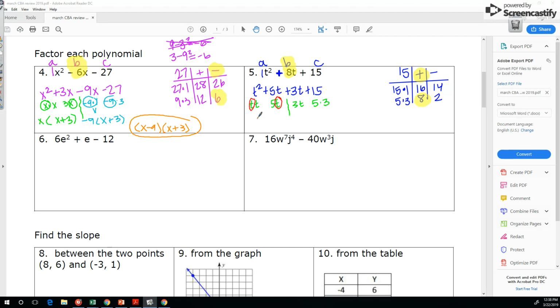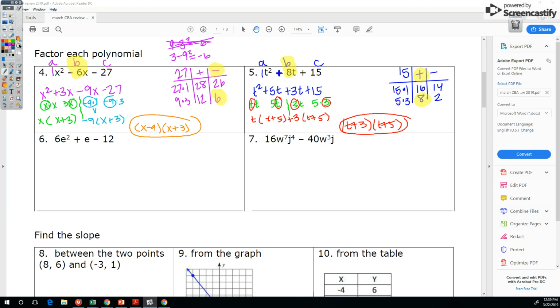So my GCF here is t. I'm left with t plus 5. My GCF here is 3, and I'm also left with t plus 5. Fantastic. So my final answer is t plus 3 times t plus 5. And you should notice that those are the same numbers that I got right here with my 5 and 3.